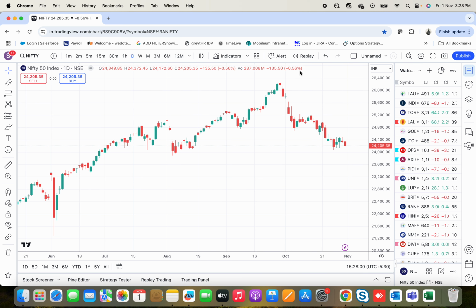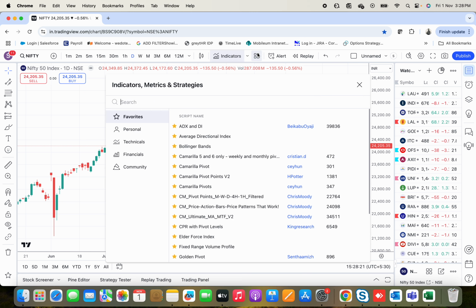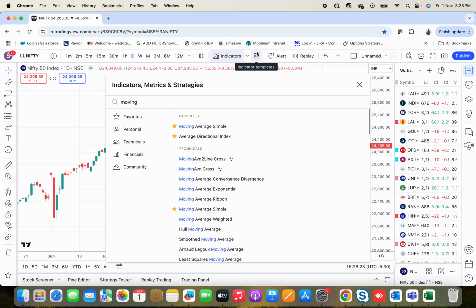Now, how do we plot a moving average? There are multiple moving averages. There is something called the simple moving average. Just take the average of the closing prices of the previous 20 or previous 10, whatever number you want, and plot the line. How do you plot it here? Just go to indicators and type moving average. You will get Moving Average Simple. There is another one you can use, the exponential moving average, which gives more weightage to the recent bars. But the simple moving average works better.